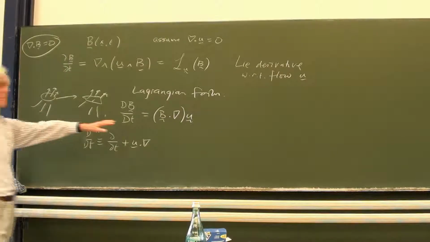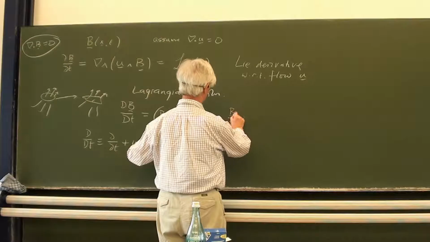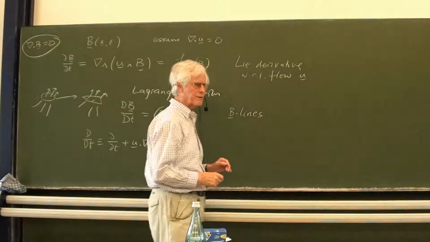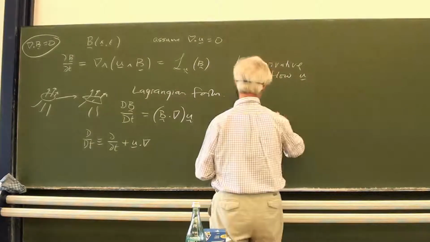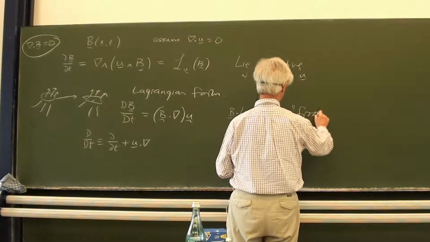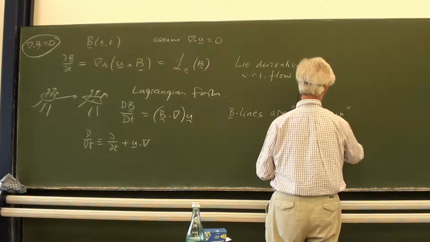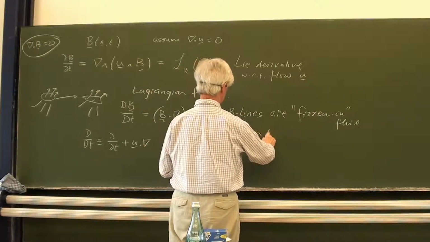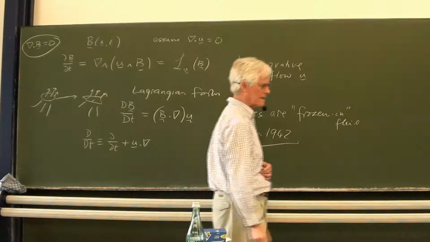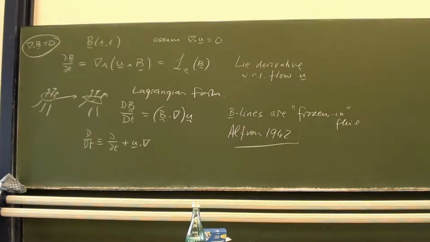So it's that equation that tells you that the B lines, I like the phrase B lines for a line of force, because we use the term B line. You make a B line for something when you go in a straight line. But these B lines are the lines of force of the magnetic field. The B lines are frozen in the fluid. And that's a theorem that was proved by Alfvén in 1942. And that, together with the discovery of Alfvén waves, is what got him the Nobel Prize. So the B lines are frozen in the fluid.